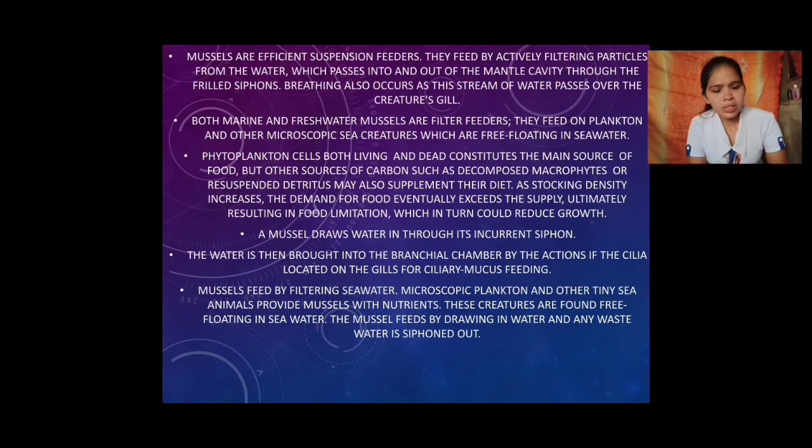Next. Mussels are efficient suspension feeders. They feed by actively filtering particles from the water which passes into and out of the mantle cavity through the frilled siphons. Breathing also occurs as this stream of water passes over the creature's gill.